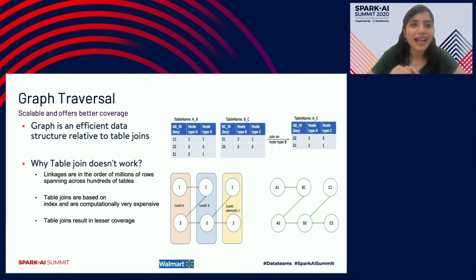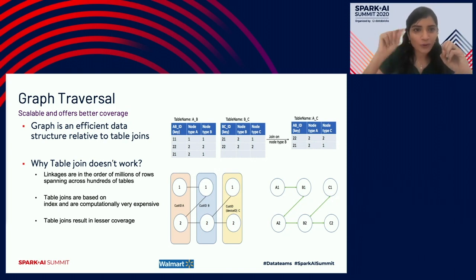Now, when identities are scattered across tables and we want to link them, the very first thing that comes to our mind is to use table joins because it is very popular, easy to implement. But when we think about performance, coverage, scalability, flexibility, graph data structure scores very well. This is because in graph data structure, once we know the starting point, we just have to walk through the network and hop on the edges to get all the related data nodes. So there's no lookup here. There's no expensive search and match computation. That is why graph data structure is highly scalable.